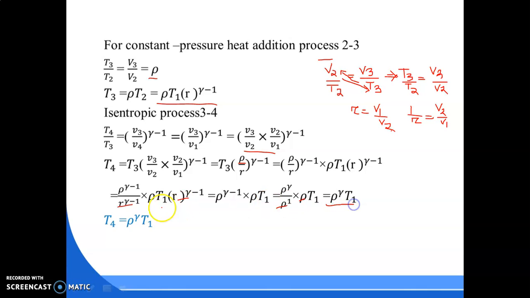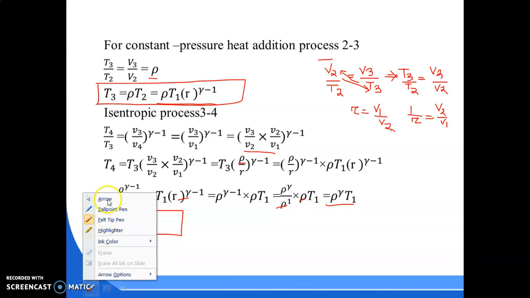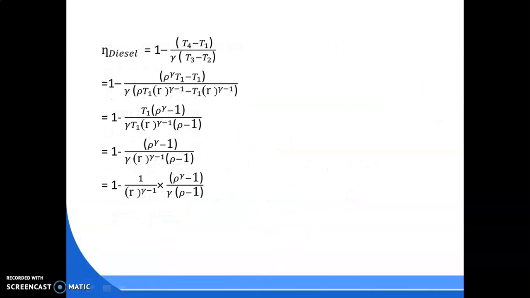Rho to the power gamma into T1, that we got, is your T4. So T4 in terms of T1 is rho to the power gamma into T1. T3 we got as rho into T1 into R to the power gamma minus 1. Is that clear? Okay. Then we will put these T1, T2 and T3 values in the diesel engine efficiency.